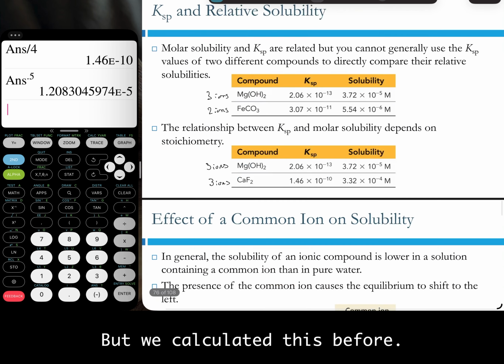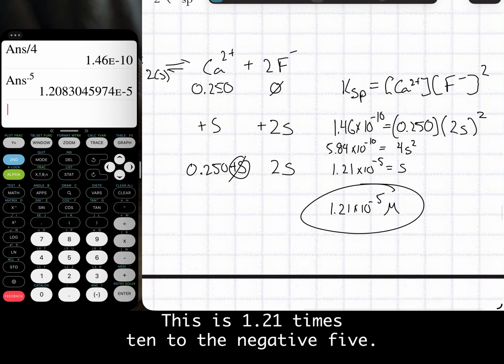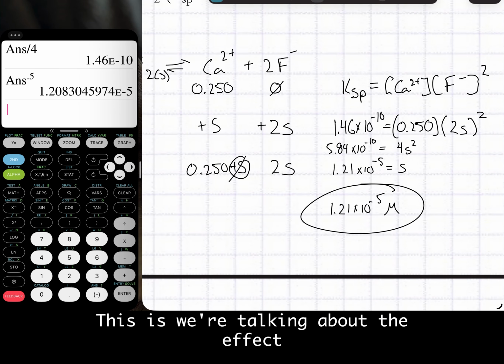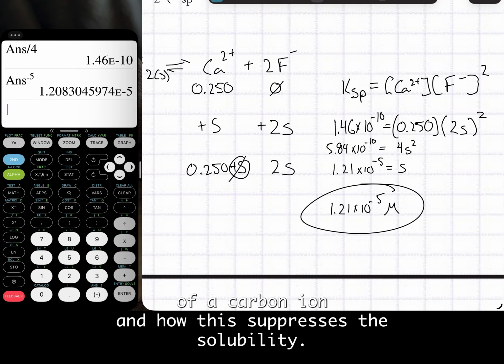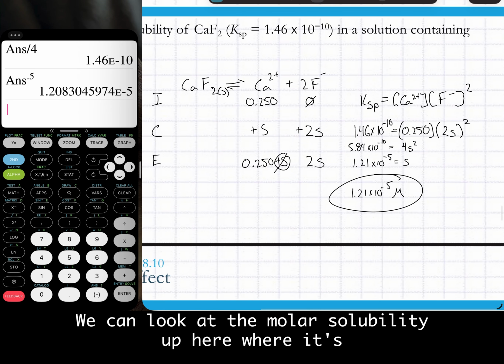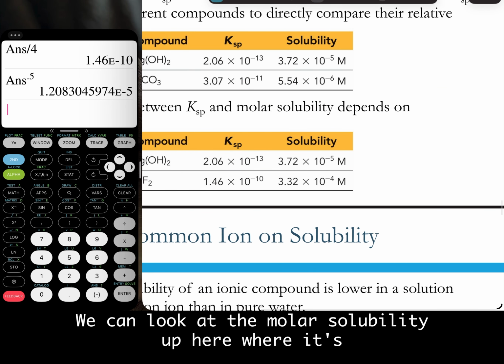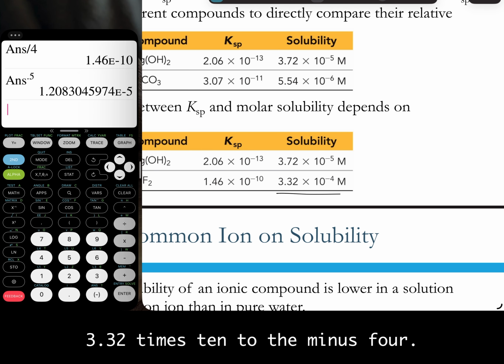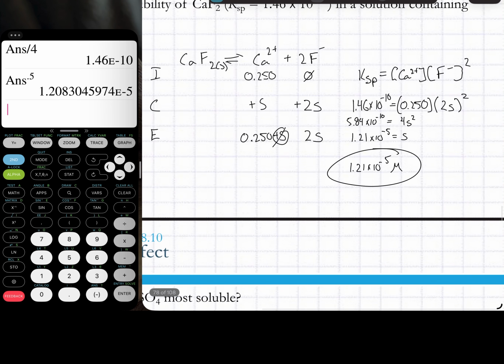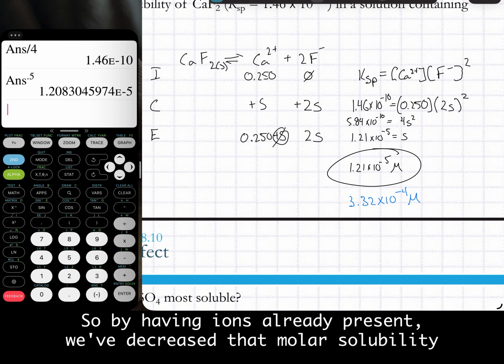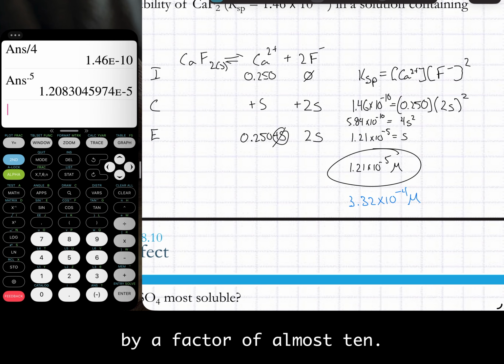Wait, we calculated this before, right? So if we look at the molar solubility here, this is 1.21 times 10 to the negative 5. And since we're talking about the effect of a common ion and how this suppresses the solubility, we can look at the molar solubility up here, where it's 3.32 times 10 to the minus 4. So previously, actually, I'm not going to circle that because it's not an answer. So by having ions already present, we've decreased that molar solubility by a factor of almost 10.